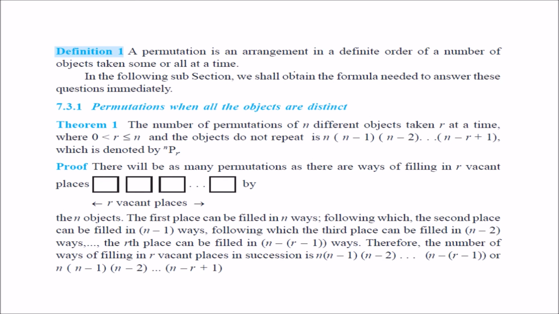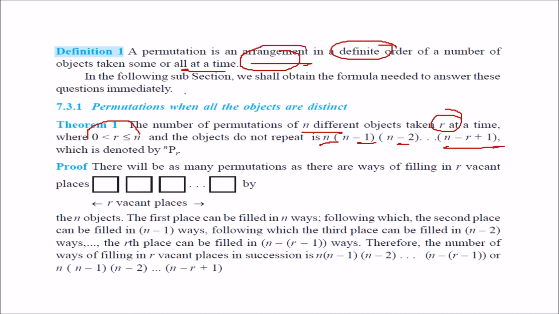So the permutation is actually the arrangement in definite order of a number of objects taken some or all at a time. So it's arrangement in definite order. When all the objects are distinct, the number of permutations of n different objects, if we take r at a time, where r should be between 0 and n, is n into n minus 1, n minus 2 till n minus r plus 1, which is denoted by nPr.